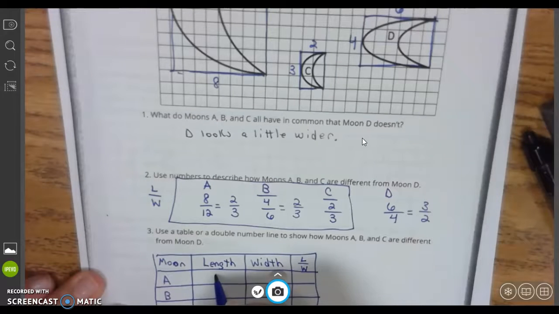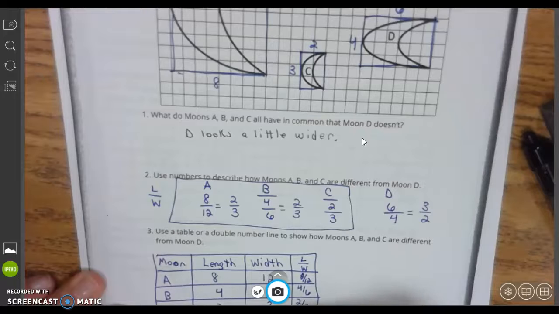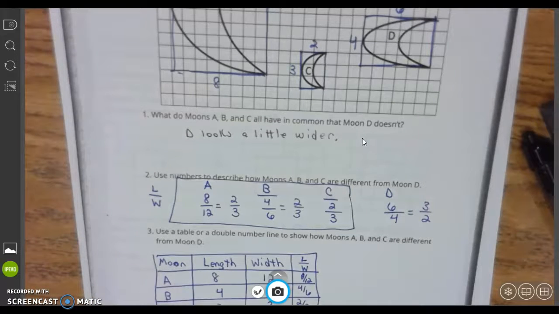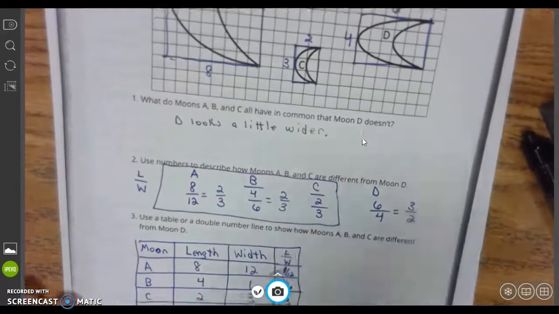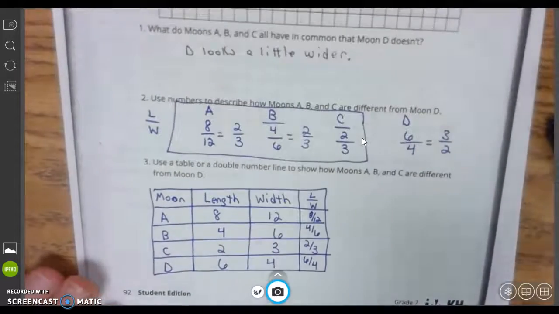So this would be 8 and 12, or 8/12, 4 and 6, 4/6, 2 and 3, 2/3, 6 and 4, 6/4. Okay, so this is just putting all the information into a table that helps us compare.